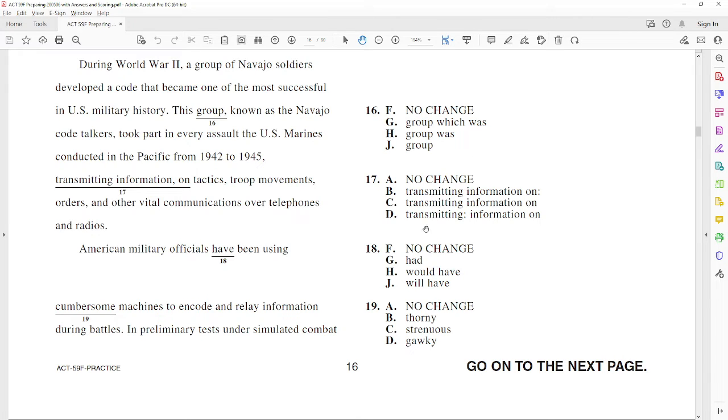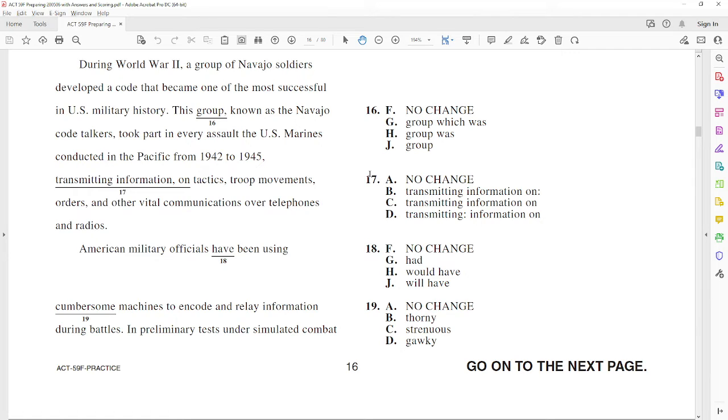C is correct. D just puts the colon before information. And again, it would be not a complete thought. Transmitting. Transmitting what? So we can't put colon and then the information on tactics, troop movements. So that's why C is correct, because B and D make what's before the colon not a complete thought. And in general, you do not use a connecting word when you have a list after a colon. And C is a correct answer because it removes a comma in front of on.